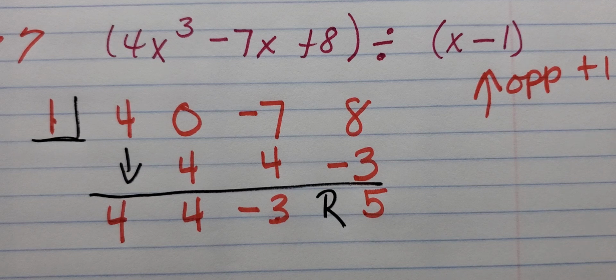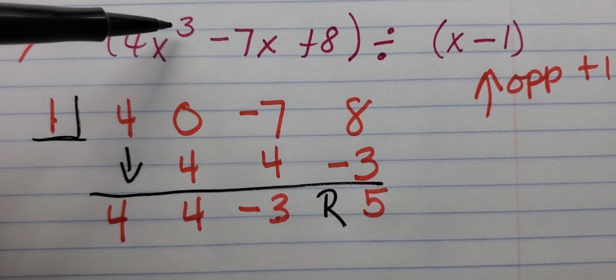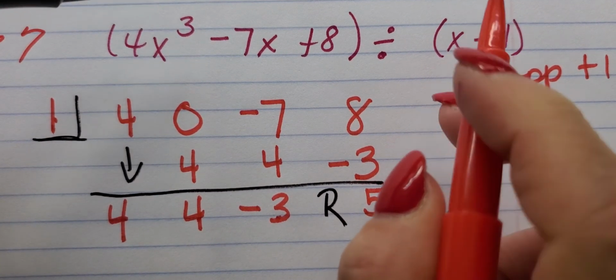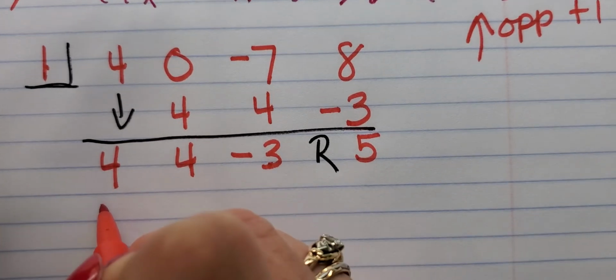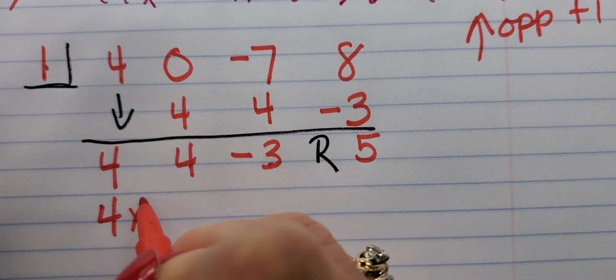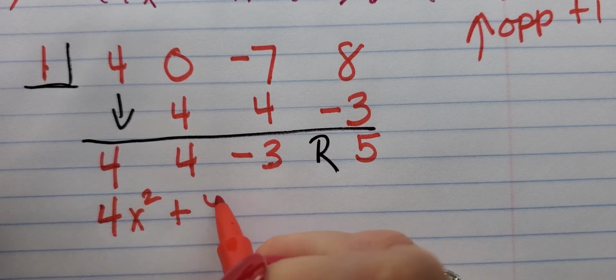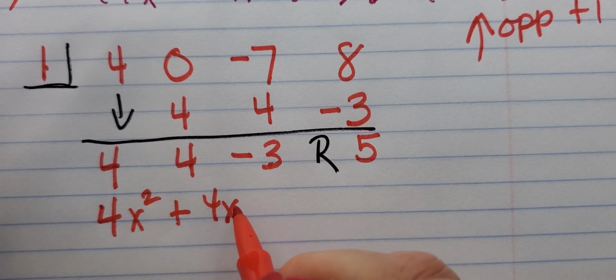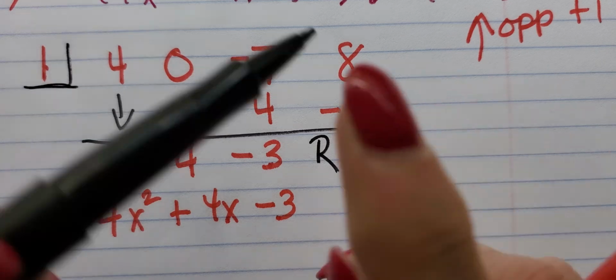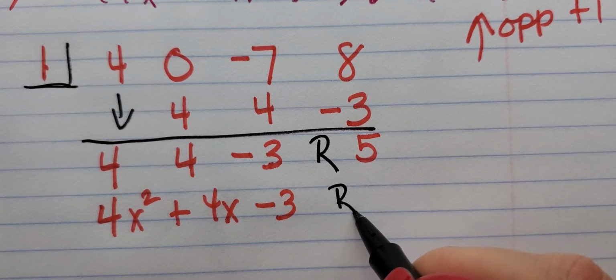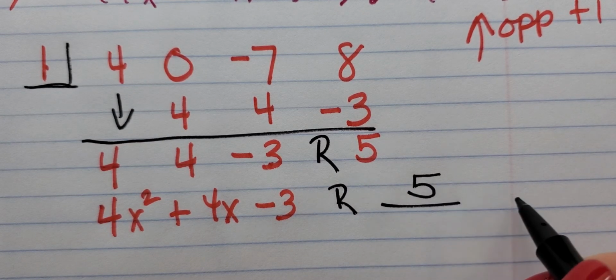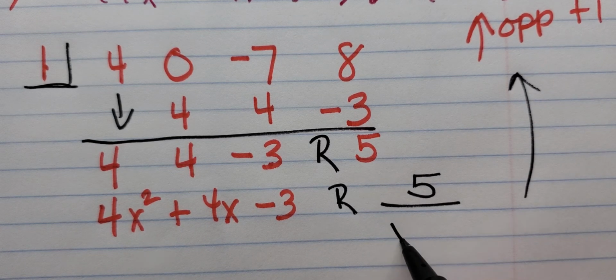Now if you remember, again, this is a 3. We divided it by 1. That means this first term is 4x squared plus 4x going down, minus 3. And we're going to write our remainder as positive 5 over what we divided by, which is x minus 1. Okay, brain bomb, right? But it's actually pretty easy.